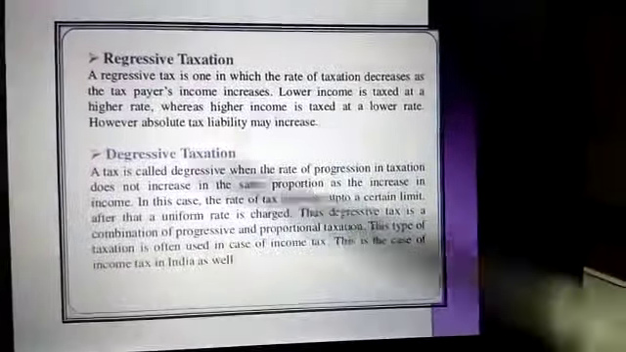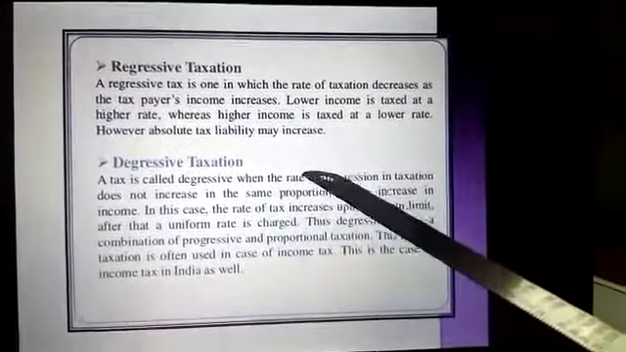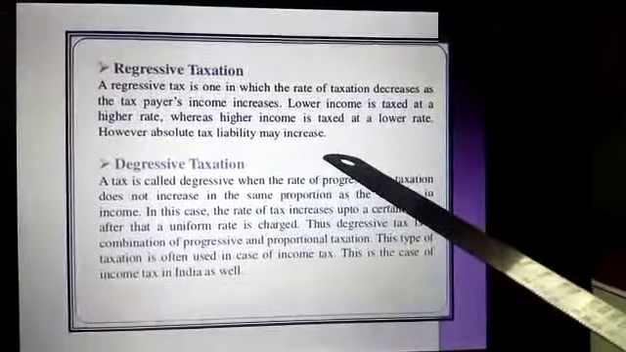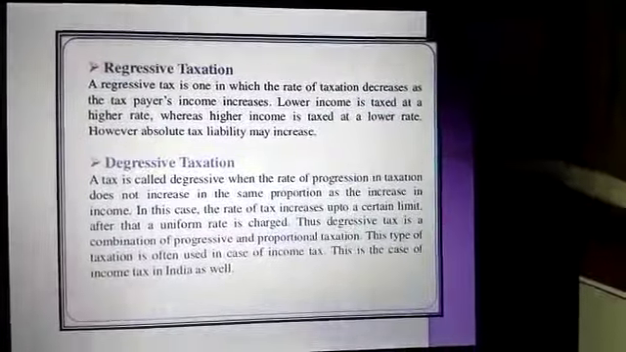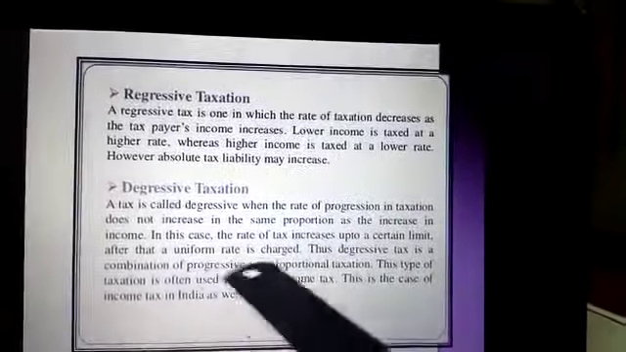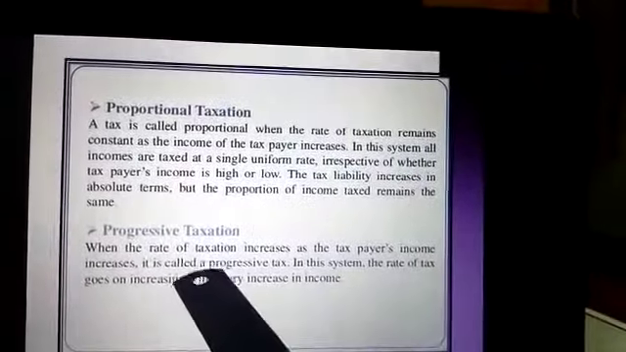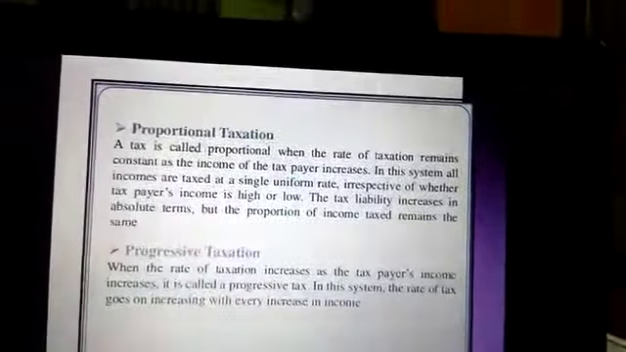So initially when the income increased from 5 to 8, the tax was increasing. After that, from 8 to 30 or 40, the tax remained the same. So it is a combination of progressive and proportional. Progressive means initially increasing. Proportional means finally remains constant.